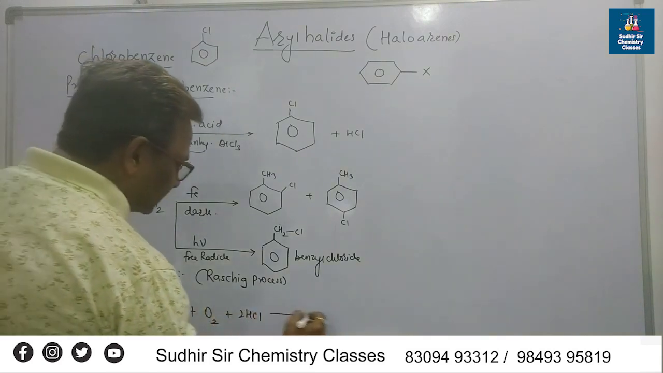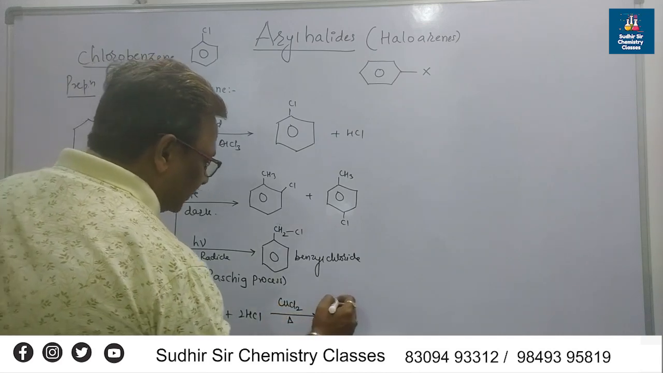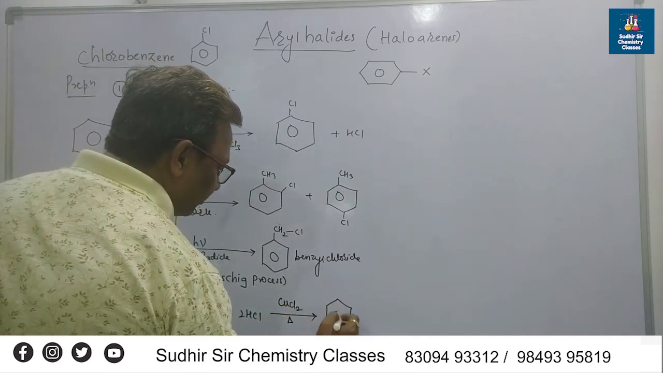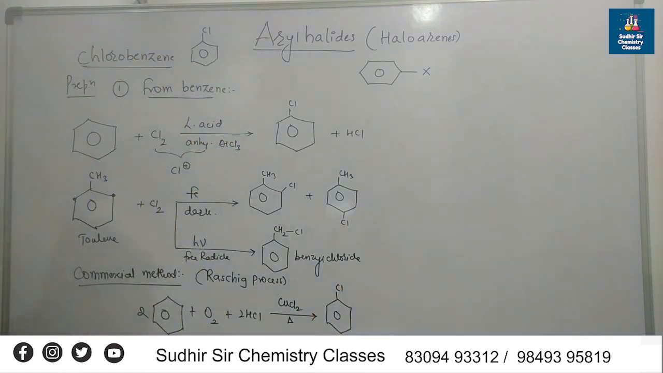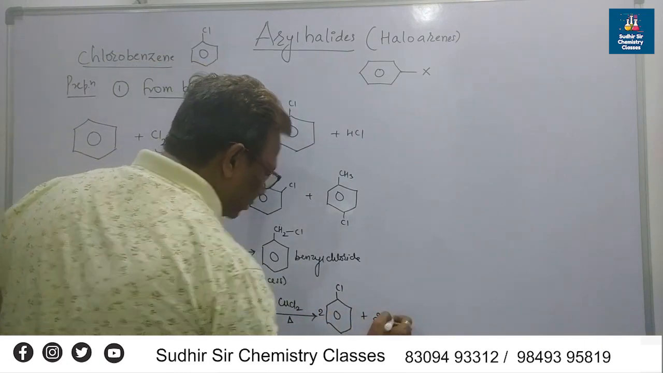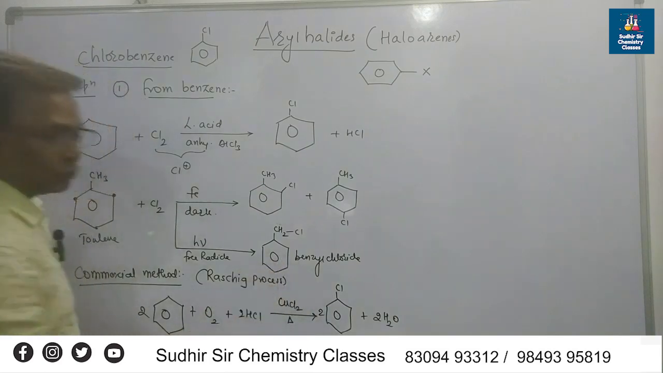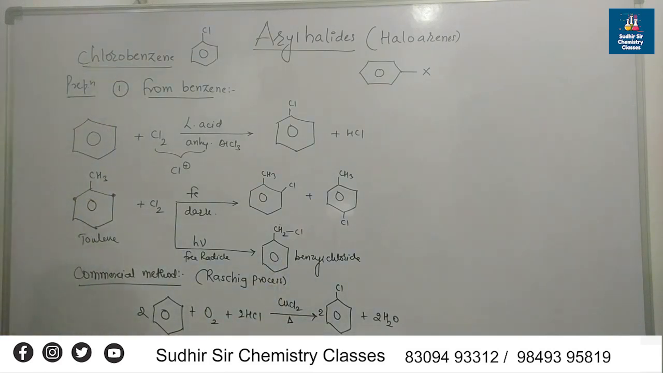And this reaction takes place in presence of a catalyst like CuCl2, and on heating, beta, it forms a benzene ring with Cl, called chlorobenzene. But the remaining byproduct, a water molecule, will come off. So it is a commercial method to convert benzene on oxidation in acidic medium to give chlorobenzene. It is a commercial method.